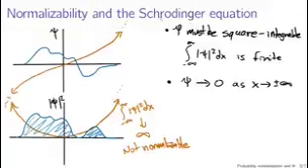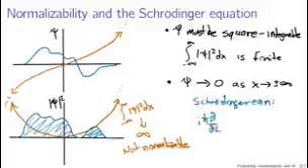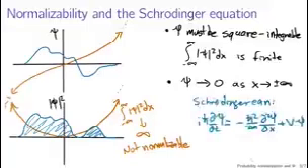Is that possible, though? In the Schrodinger equation, does multiplying or dividing by a constant do anything? Well, the Schrodinger equation here, you can just glance at it and see that multiplying and dividing by a constant doesn't do anything. The Schrodinger equation is i h bar partial derivative with respect to time of psi equals minus h bar squared over 2m second derivative of psi with respect to position plus the potential times psi.